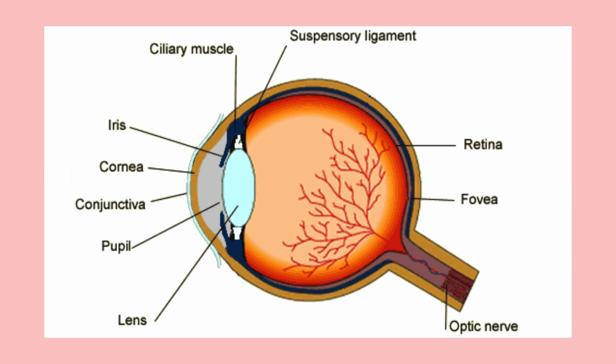So it keeps your eyes moist and shielded. And then the optic nerve is like the data cable. Okay, so it transmits all the visual information to our brain, which then interprets it.